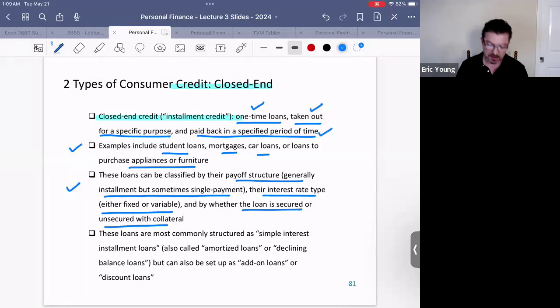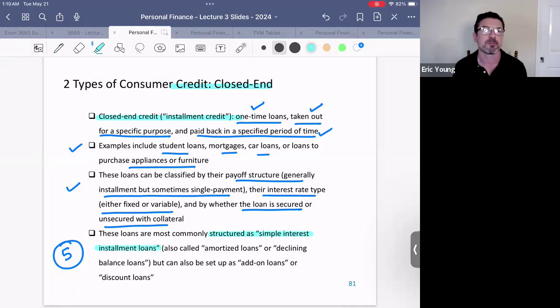Now, there are actually 5 different ways that these loans can be structured. So it gets very confusing, and unfortunately, the financial sector has a lot of jargon that confuses people on this. We'll learn later about the 5 types. There are 5 distinct types of closed-ended loans, and they behave in subtly different ways. But generally, the most common type of loan that you're going to have is called a simple interest installment loan.